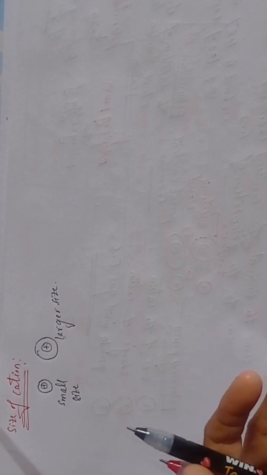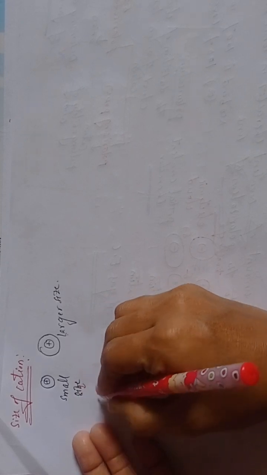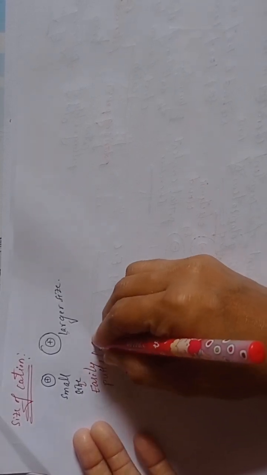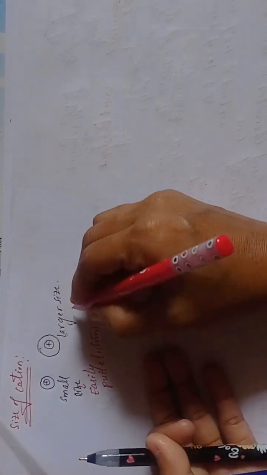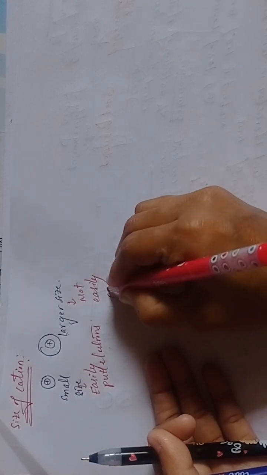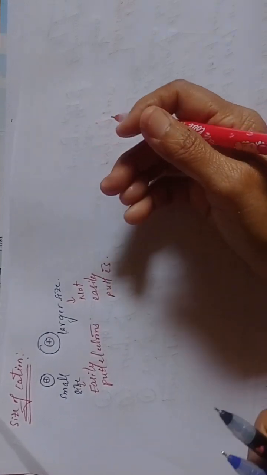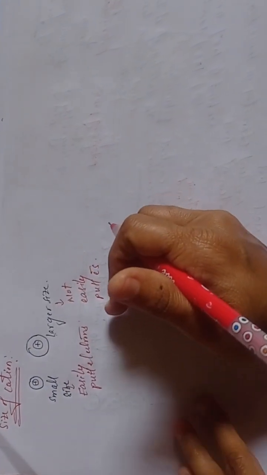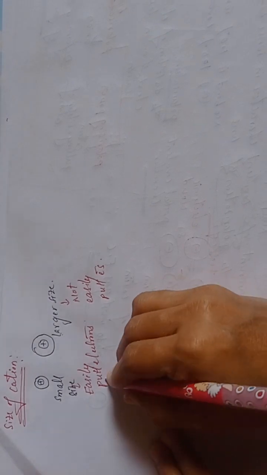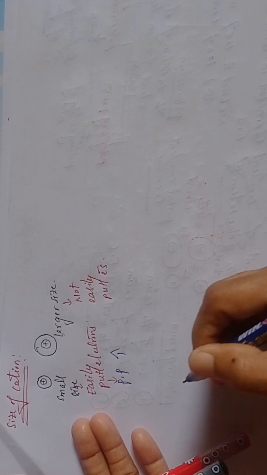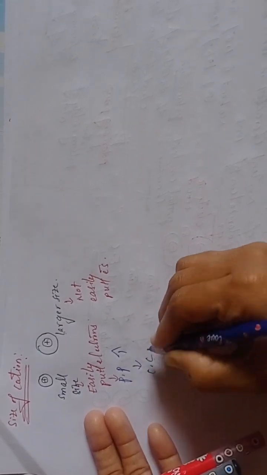The cation size is small. What happens, students? The effective nuclear charge is more, so it can easily pull the electrons. This one cannot easily pull the electrons. Easily pulling the electrons means polarizing power will be more, and polarizing power is more means covalent character is more.